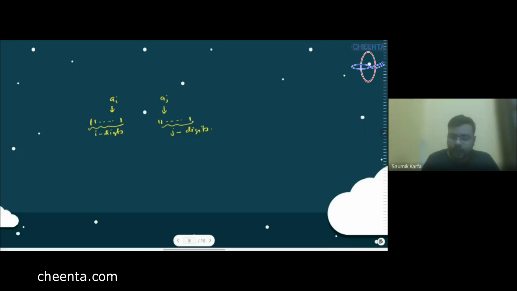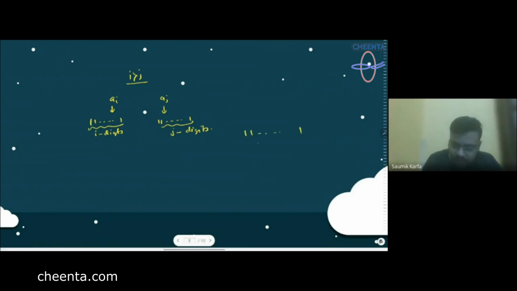Now, they are in the same bucket. What does that mean? That means they have the same remainder when we divide them by n. That means if you subtract these two numbers, then the resultant number will be divisible by n, isn't that so? So let us subtract AJ from AI. Without any loss of generality, we can say that I is greater than J. That means AI is greater than AJ.